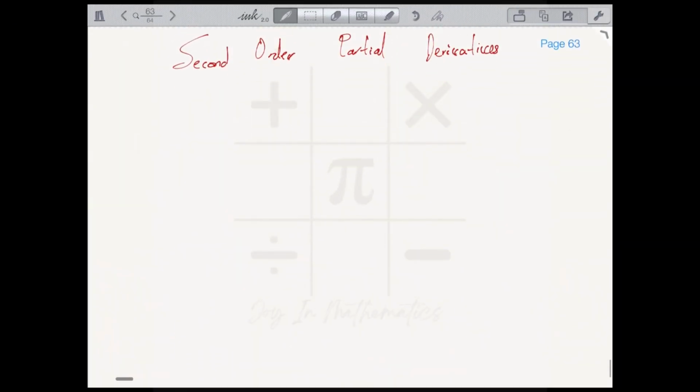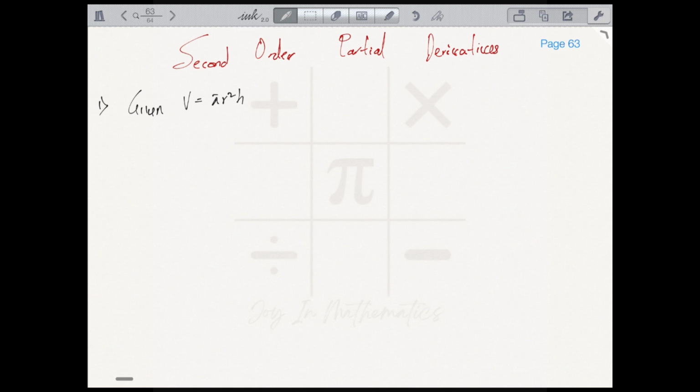Now, second order partial derivatives simply means that the first order partial derivatives are being differentiated again. An example could be, let's assume that we are given the volume of a cylinder, V equals pi r squared h, and we are asked to evaluate its second order partial derivatives.